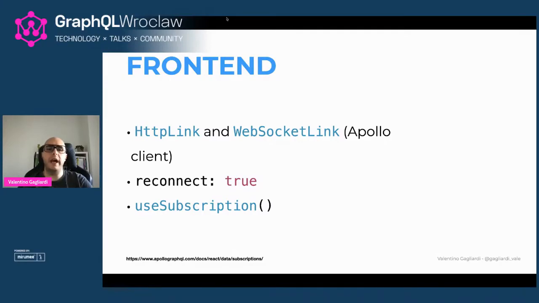Historically, to have persistent WebSockets, we needed to employ weird tricks in the front end. With Apollo GraphQL, you can just declare this option, reconnect to true, and the client will try to reconnect to the backend if the backend goes offline. Lastly, you can use the useSubscription hook if you're writing a modern React application based on hooks.